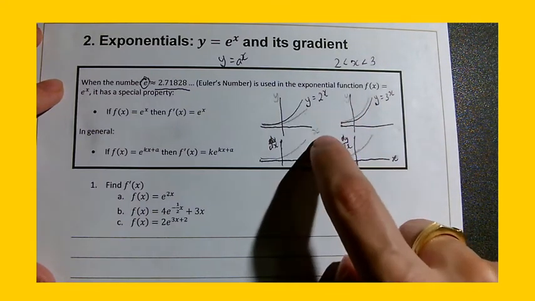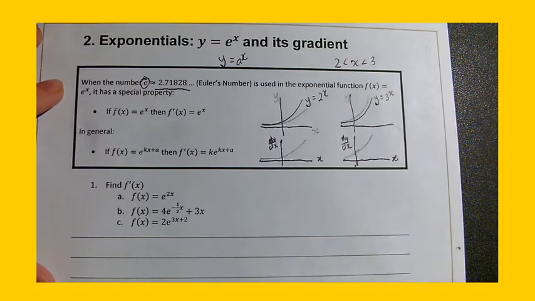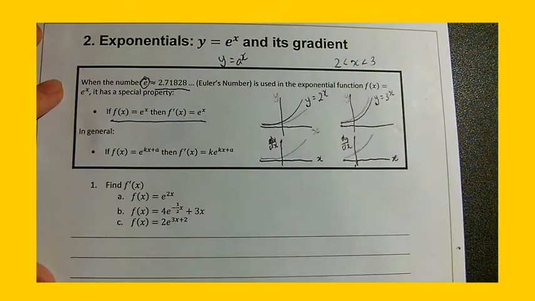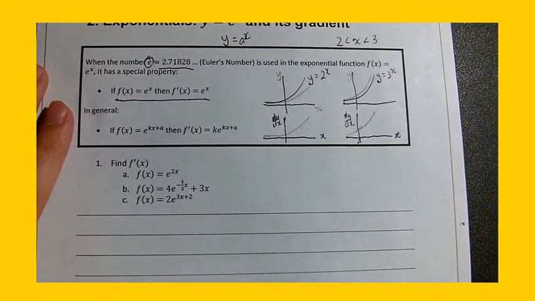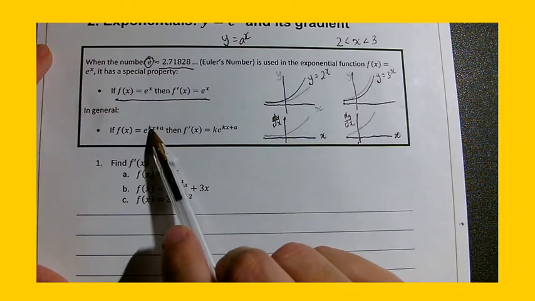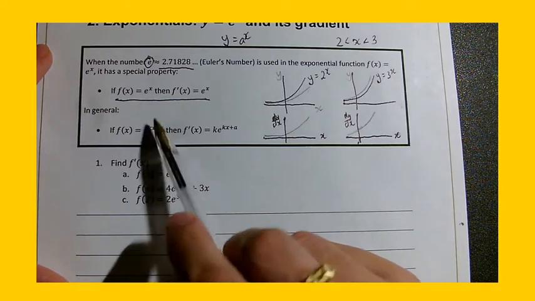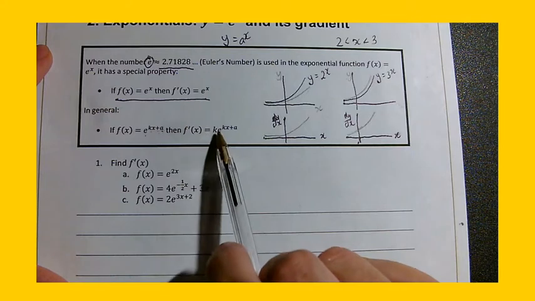You will learn how to differentiate exponentials of this form later on in the course, most likely in year 13. So let's just highlight that again. Differentiating e to the x gives you e to the x. So what happens if you don't just have e to the x? Well, if you have e to the kx plus a, anything as a power which isn't just x, then what you do is you differentiate the power and then bring down whatever that is in front of the e.